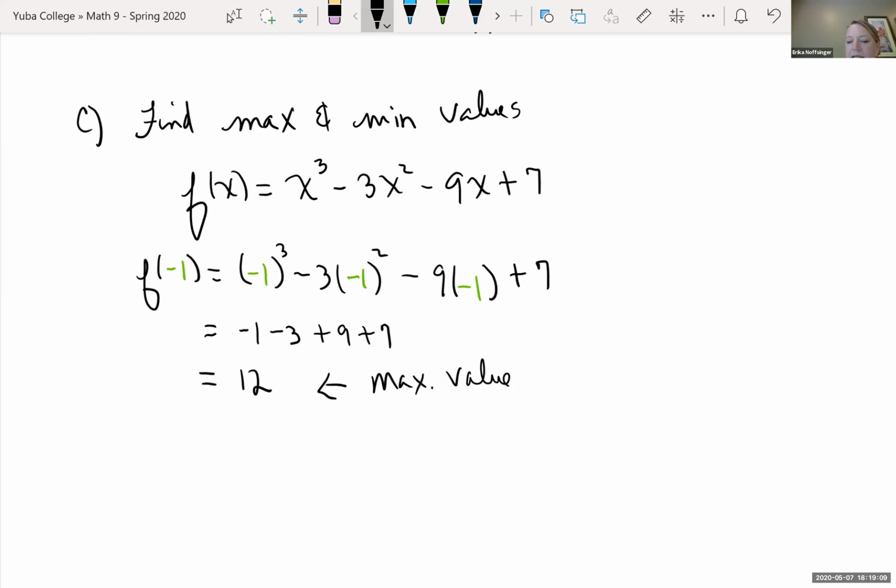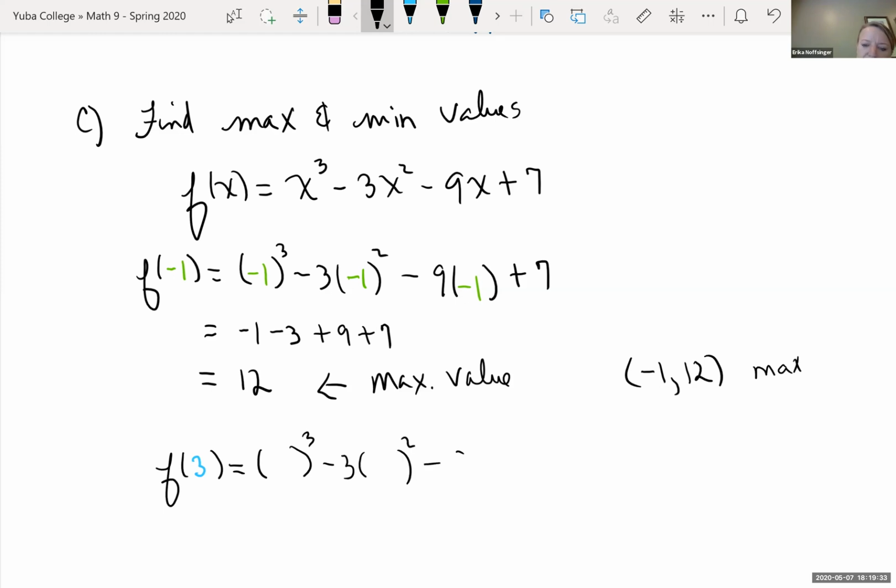Okay, so we have a maximum value that occurs at x = -1 and is 12. I'm just going to put this down. And so our minimum value, we're looking at f of 3. So plugging in 3 wherever you see an x.